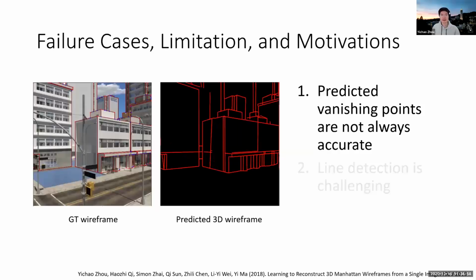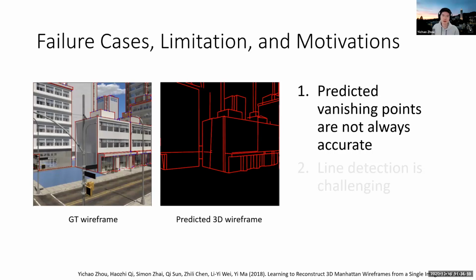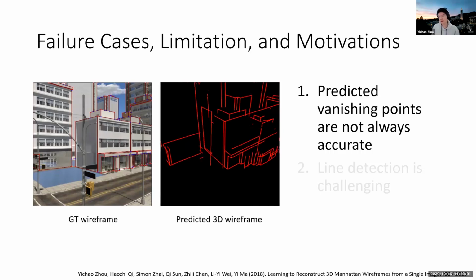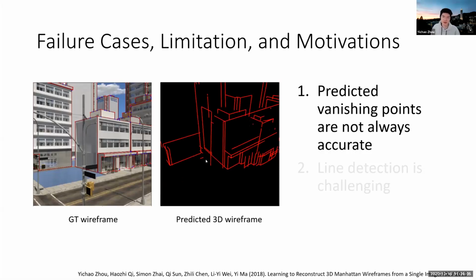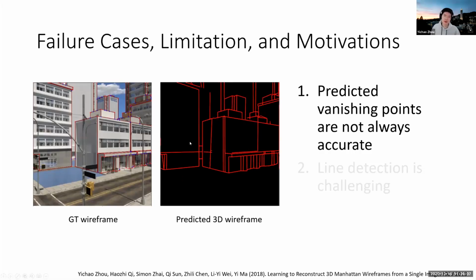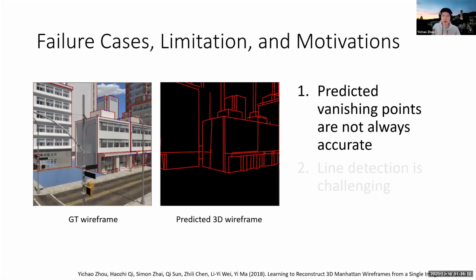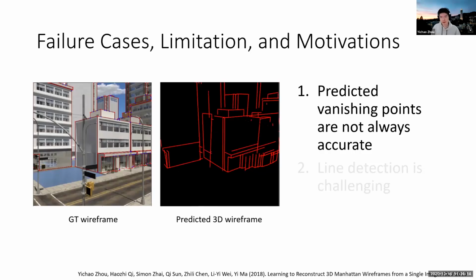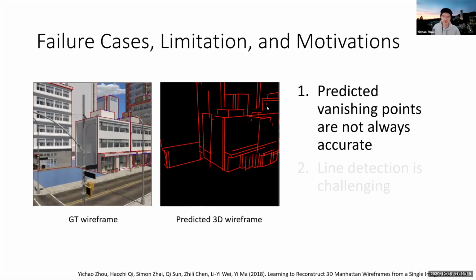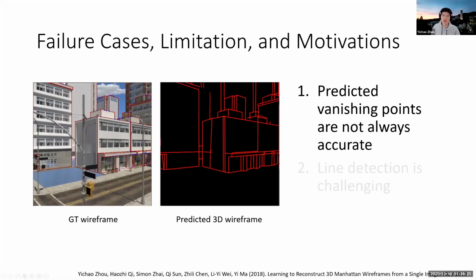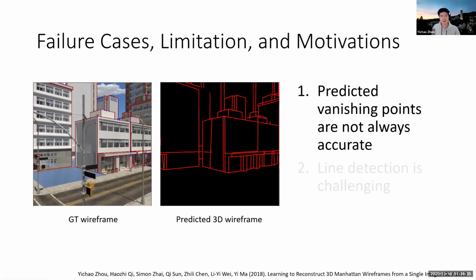Okay, that basically concludes the first work. At the end of this work, I want to talk about the failure cases. In this work, I think the two most common failure cases involve the vanishing point. Either you use a neural network to predict the vanishing point, or you use some kind of traditional algorithm to get it. The vanishing point is not always accurate. I will talk about this later, but once the vanishing point is wrong, all the lines will be oriented in the wrong direction.